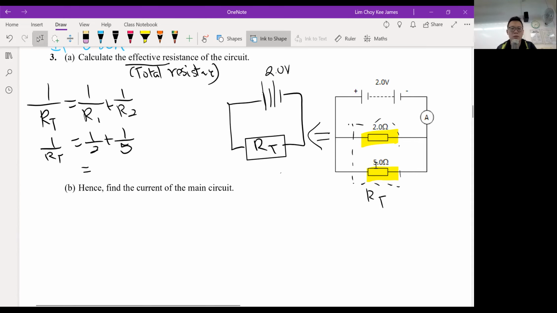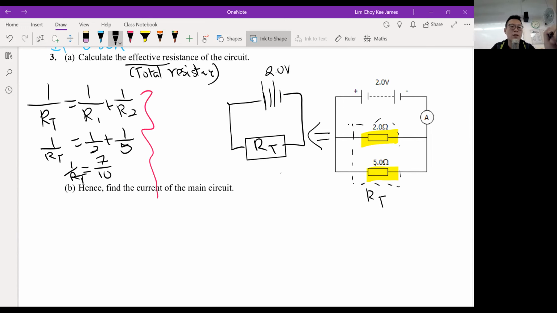Let's do some simple math. Use your calculator: 1 divided by 2, half, plus 1/5. So what do you get? You get 7 over 10. So 1 over RT is 7 over 10. Remember, this is not your final answer yet.